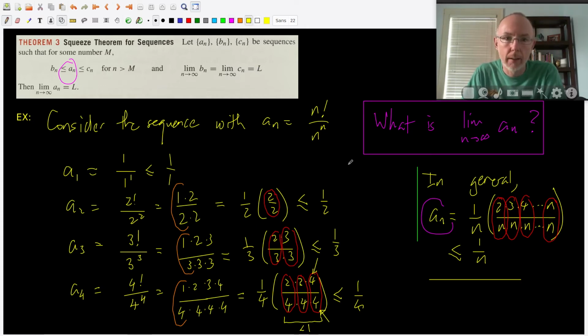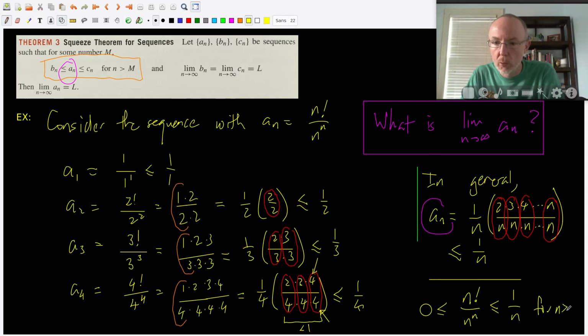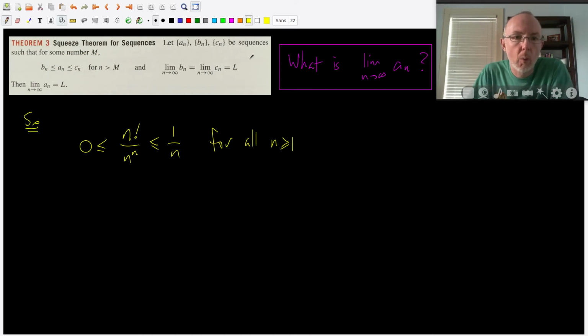So I can say here that in fact this term that I'm interested in, n factorial divided by n to the power of n, is always less than or equal to 1 over n. And in fact it's always greater than or equal to 0. So what I've done is set up an inequality that looks like that. Well, this is true for all n bigger than or equal to 1. Because look, we did it at 1, we did it at 2, we did it at 3, we thought about the general case. So this quantity is greater than or equal to 0, and it's less than or equal to 1 over n. And so what we found is that the term we're interested in, n factorial over n to the power of n, lies between these two other sequences.